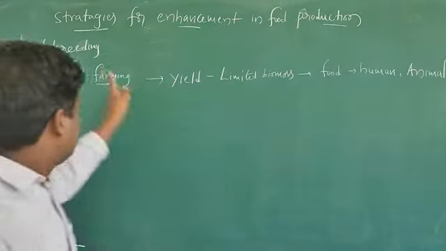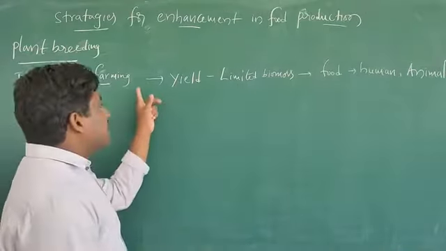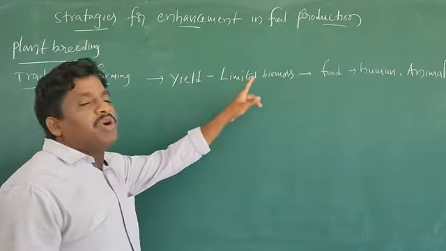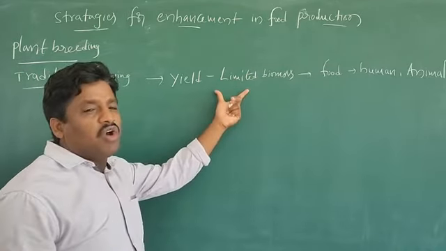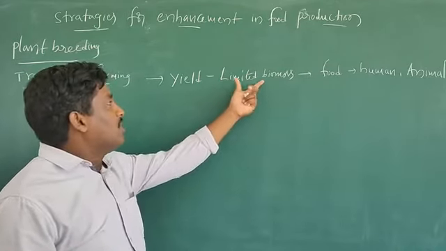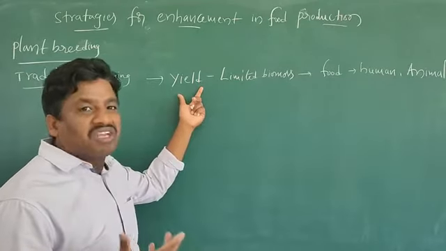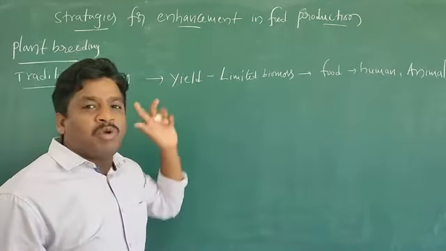Once again, see this traditional farming. In traditional farming, the yield is limited in biomass. How is it produced? This is biomass, that means the material. Yield means productivity. The productivity is limited in biomass only.